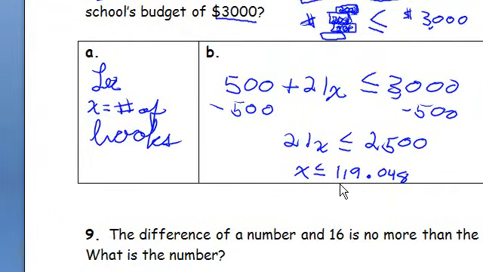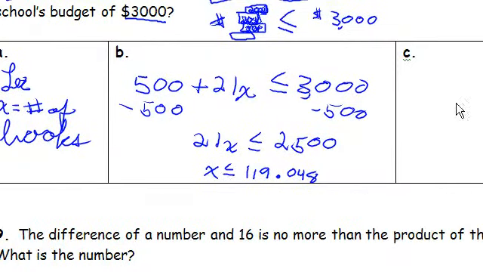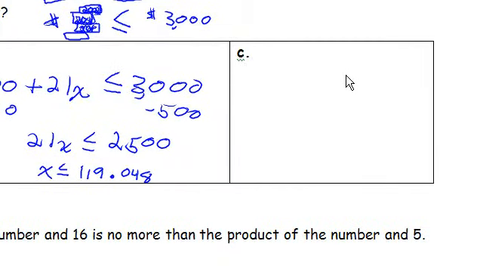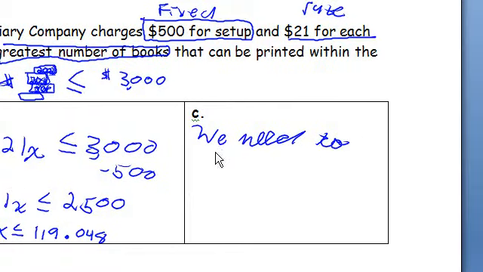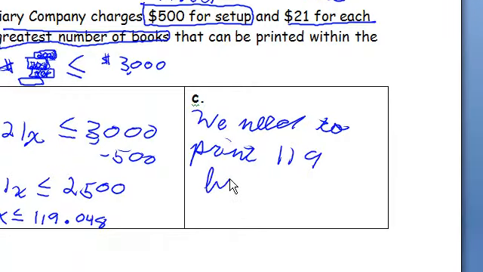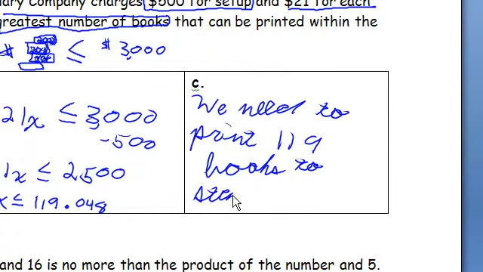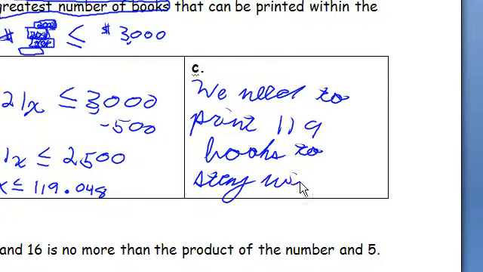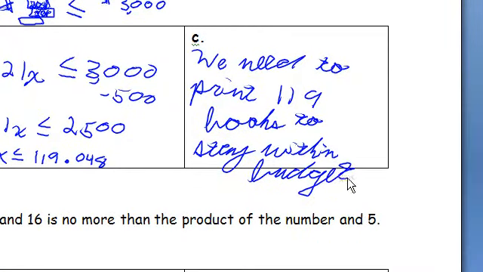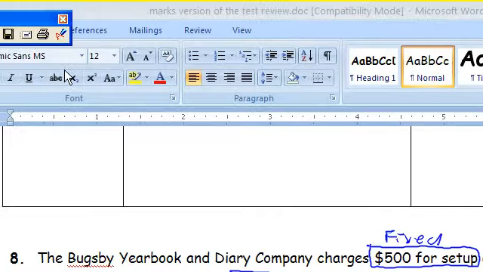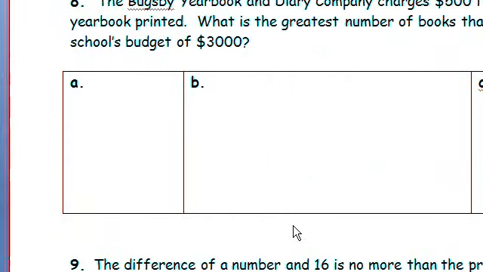Okay, now, what's our situation here? We're printing books. So what makes the most sense? To say we need to print less than or equal to 119.048 books? No, just say we need to print 119 books to stay within budget. Okay, move along to number 9.